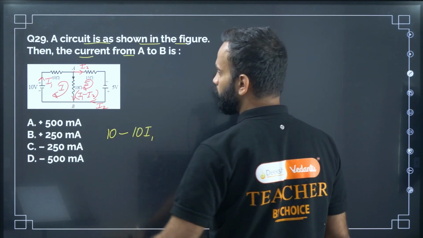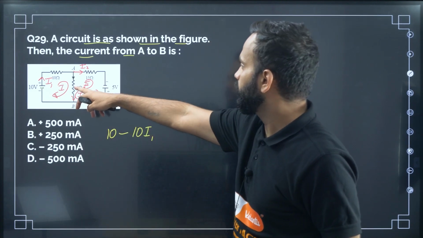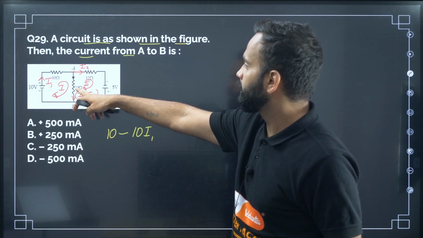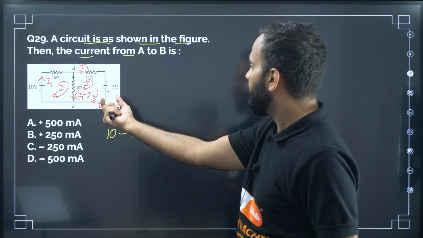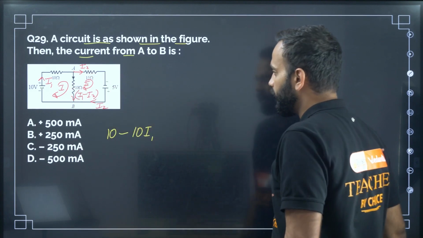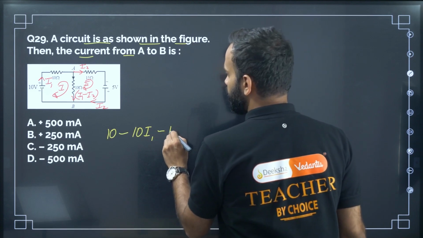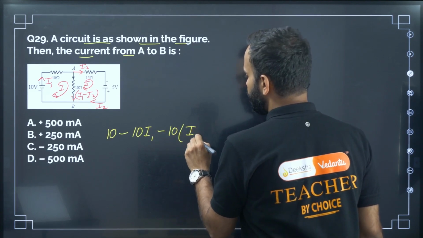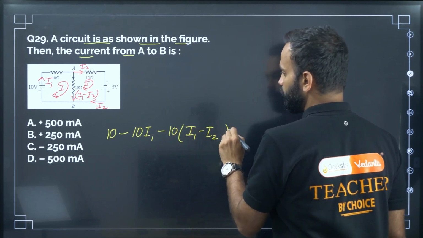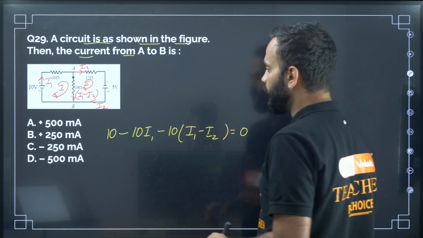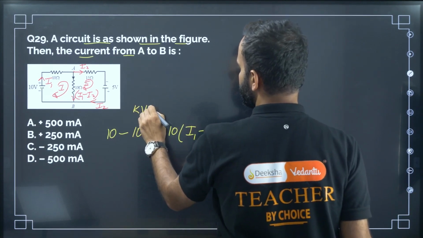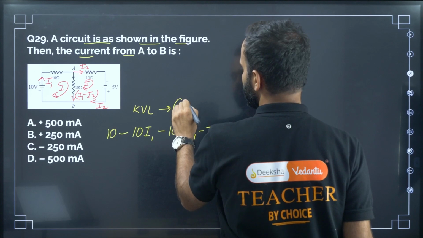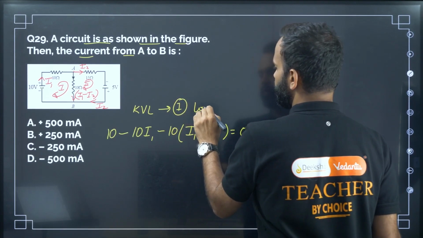And then the direction of the current and direction of the loop is same for this 10 ohm, okay. Again the potential difference will be negative. So minus 10 into I1 minus I2. So which is equal to 0. KVL rule, okay. KVL for first loop, okay, first loop.